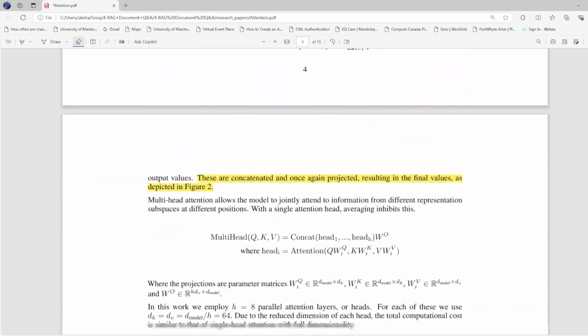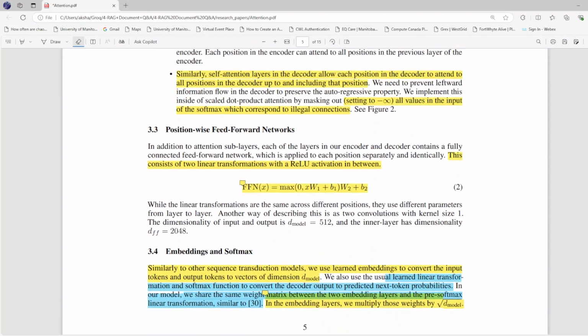The equation for the feed-forward network. It's exactly here. You can see the position-wise feed-forward network. See, it's two layers, two linear transformations with ReLU in between. So ReLU is this maximum of 0 and the input.